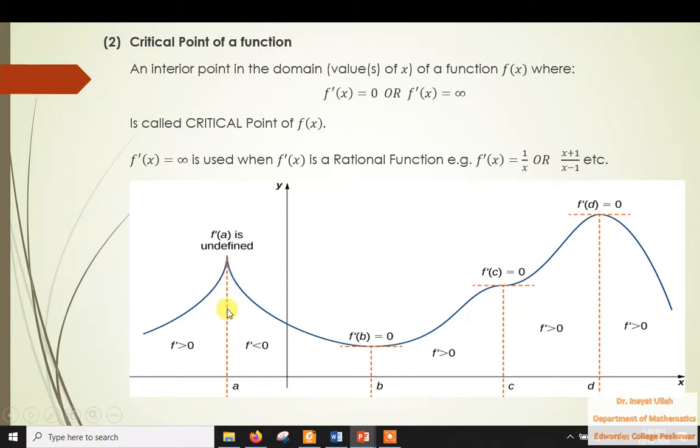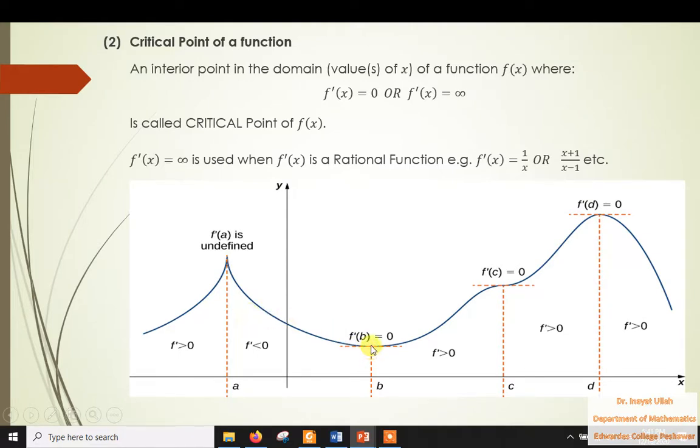And we see here that this critical point A divides the graph in this fashion. We see here this graph is increasing up to this critical value. So f prime will be greater than 0, and suddenly this graph goes down, so the derivative of the function will be less than 0. So we may say that the critical values of a function divides a function into two parts, increasing and decreasing.